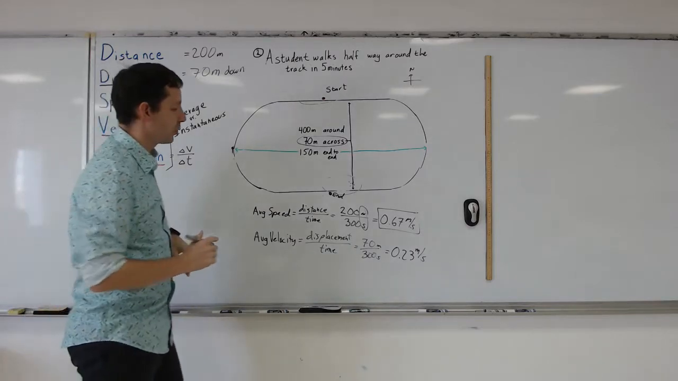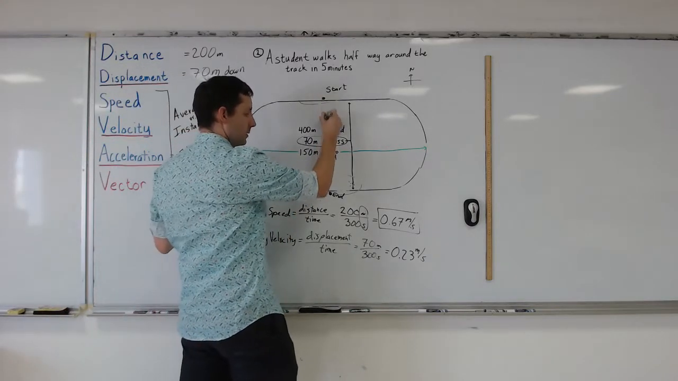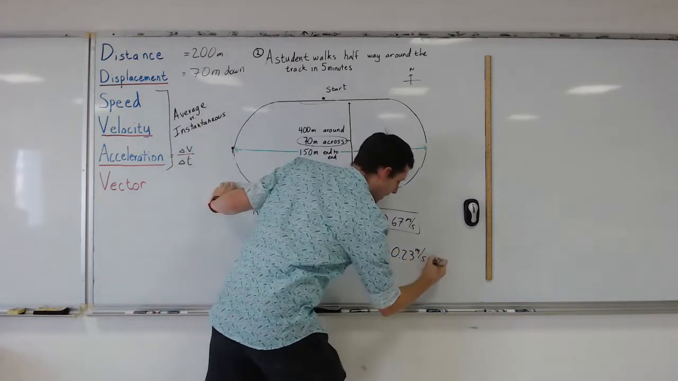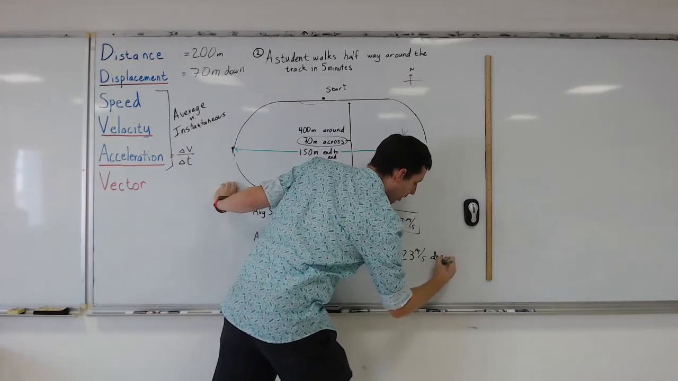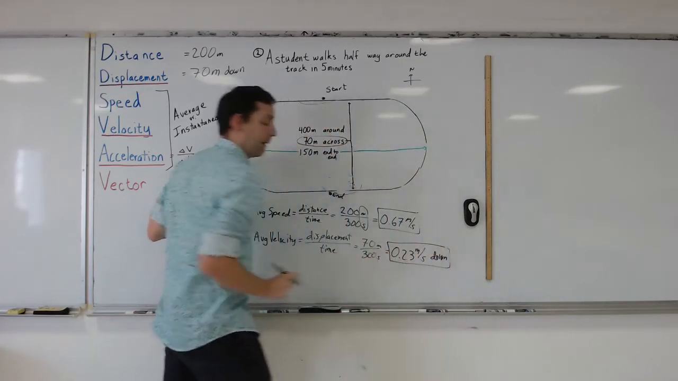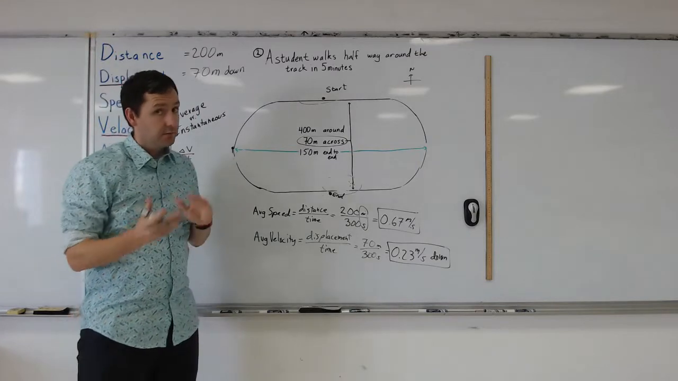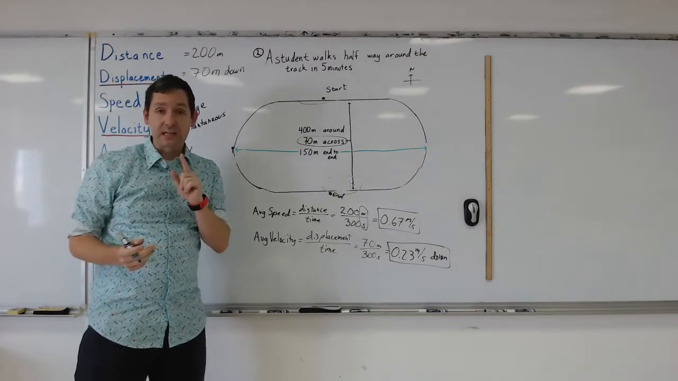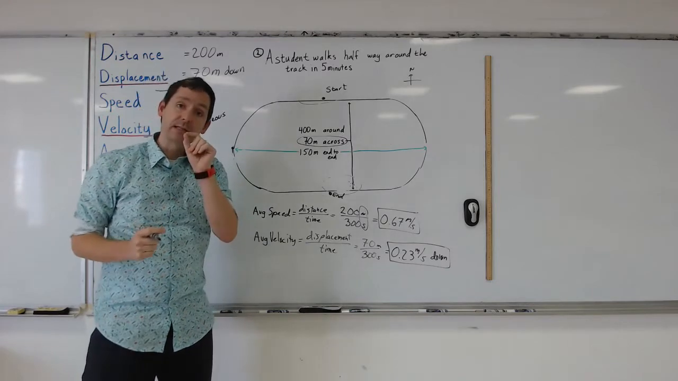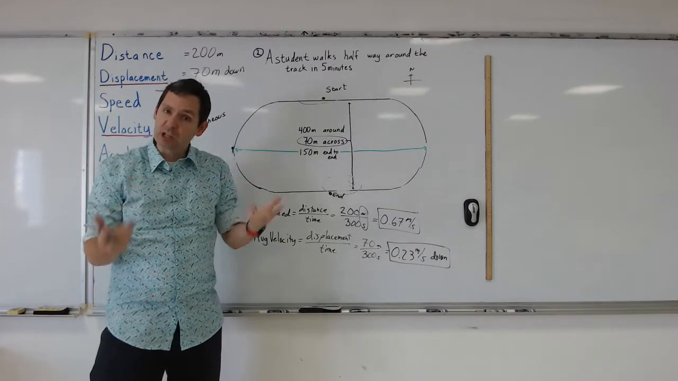But remember, velocity is a vector, so we need a direction there as well. So the direction that we're going to give is down. That's the average, so down, or south, however you want to do that. All right, speed, velocity. Now, if it asked for the instantaneous velocity, remember, instantaneous velocity is the same as speed, but I just need a direction.